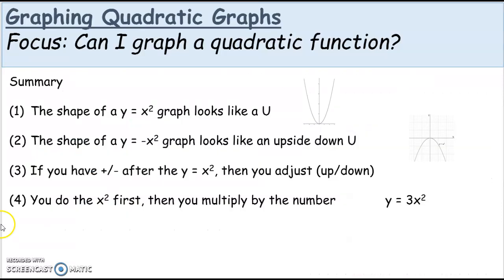So as a summary, the shape of a y equals x squared graph looks like a U. The shape of a y equals -x squared looks like an upside down U. The plus and minus after the y equals x squared, it just basically means you adjust up or down. Lastly, you do the x squared first, then you multiply by the number.